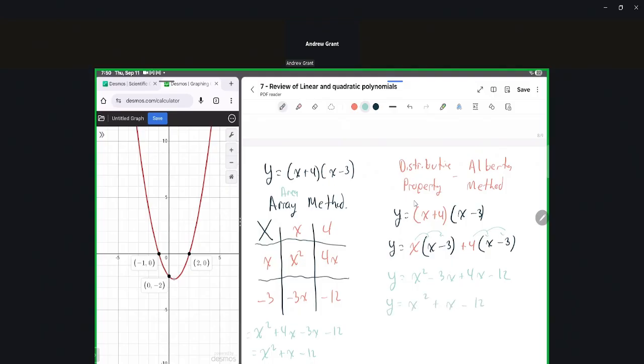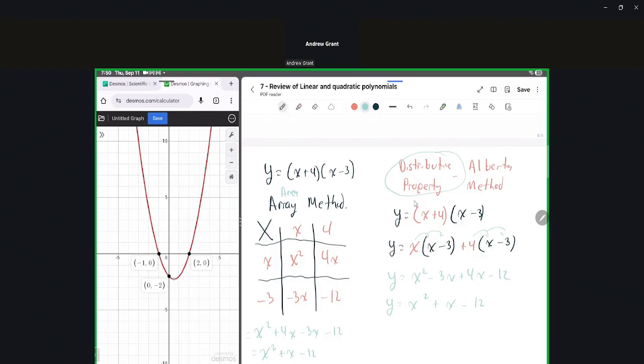So for teaching purposes, I actually like showing you the distributive property, because later we're going to factor these things and we're going to factor difficult ones. Having seen this method actually makes sense. That's fine with me. Okay, let's continue on.